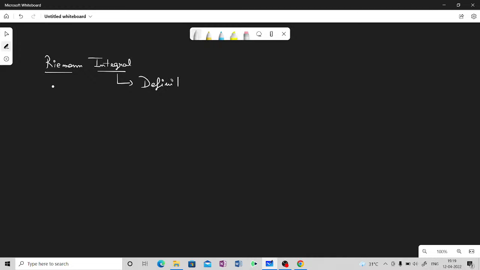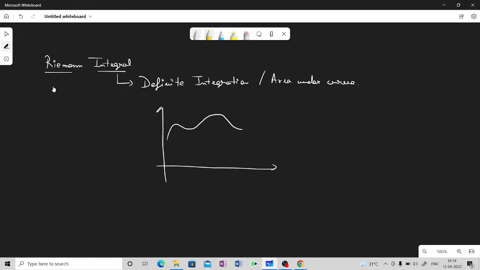What we have read as definite integration, or definite integration as the area under the curve. In the +2 level we have read these things. So for example, you have a curve like this, let's say. A few concepts we had learned during integration in the +2 level, such as the concept of definite integration as the limit of a sum, right?